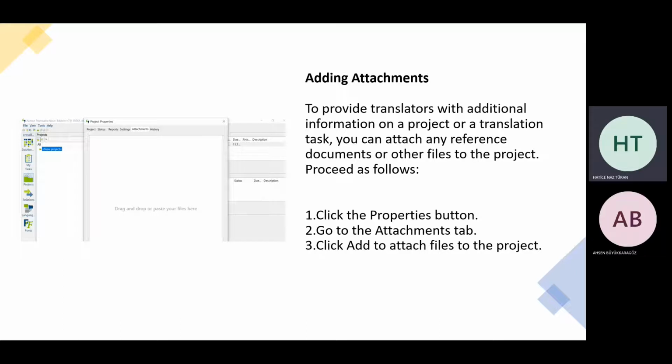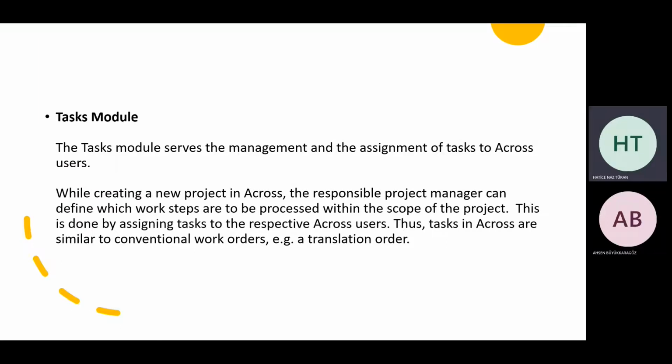And adding attachments to provide translators with additional information on a project or a translation task. You can attach any reference documents or other files to the project. Process as follows. You should click on the Properties, go to Attachment tab and click at the Attach Files to the projects. And Tasks module.